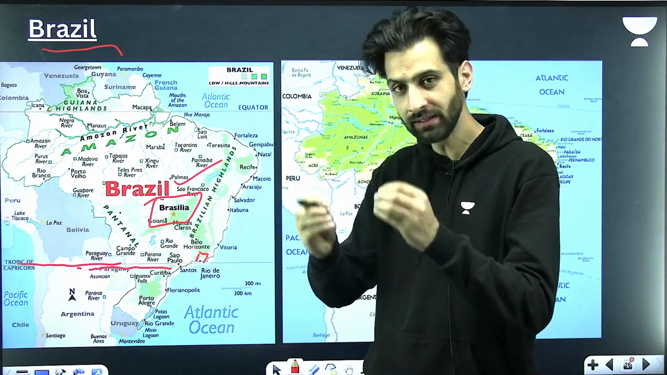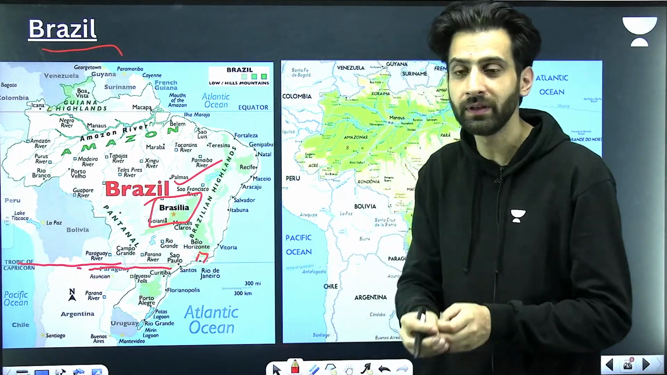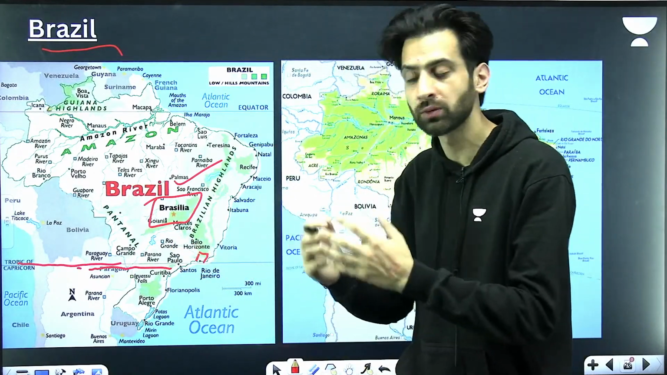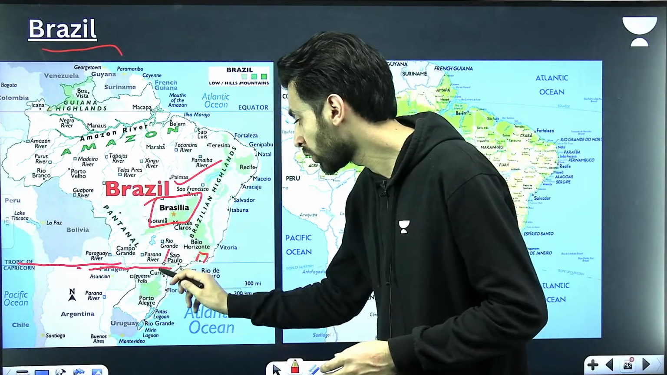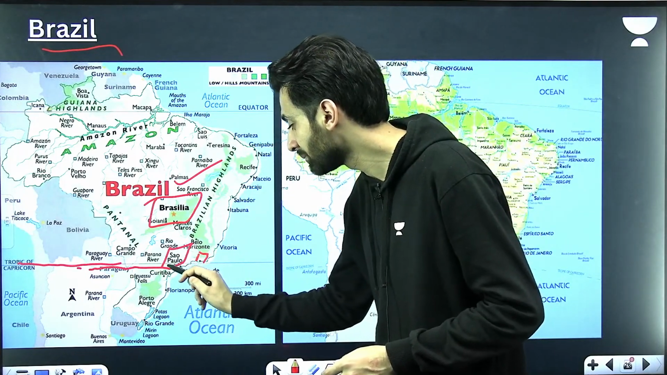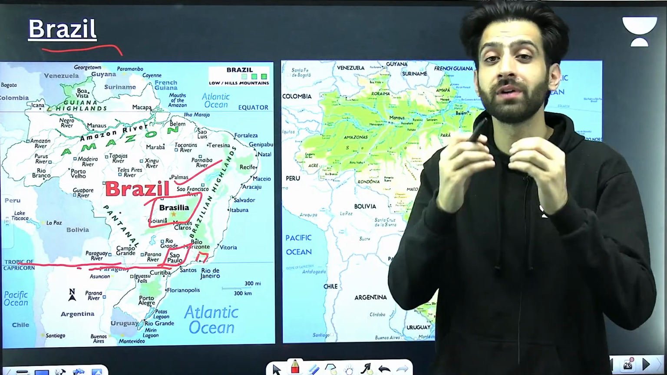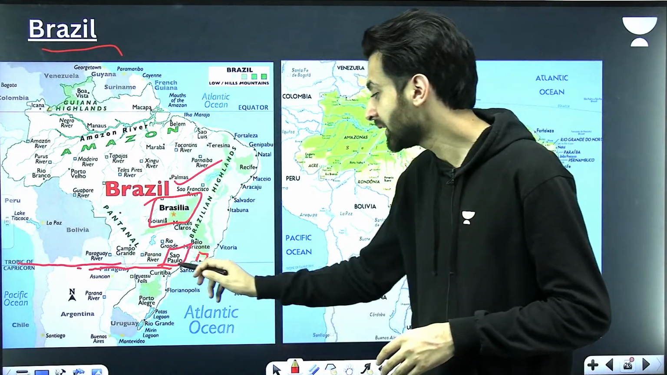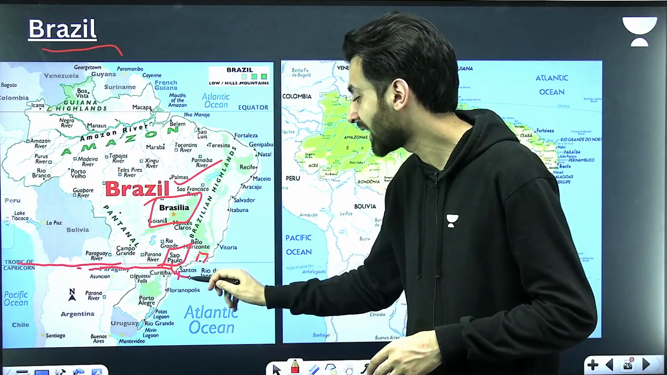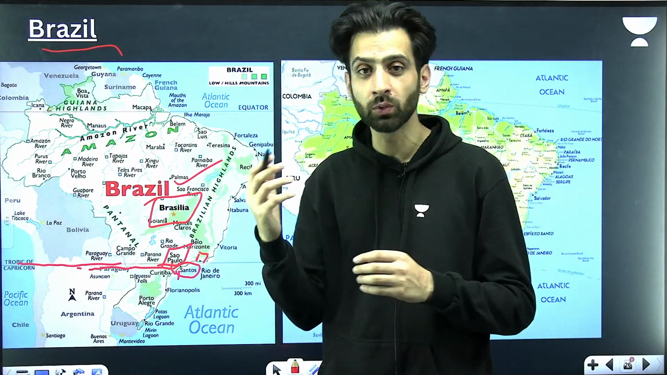And because Brazil is a rich producer of coffee, this region is a very rich producer of coffee. If you see here, Sao Paulo, this region that I'm marking, Sao Paulo is a good place for coffee plantation. There is very high coffee plantation, and the outlet of Sao Paulo is Santos. So the outport of Sao Paulo is Santos.